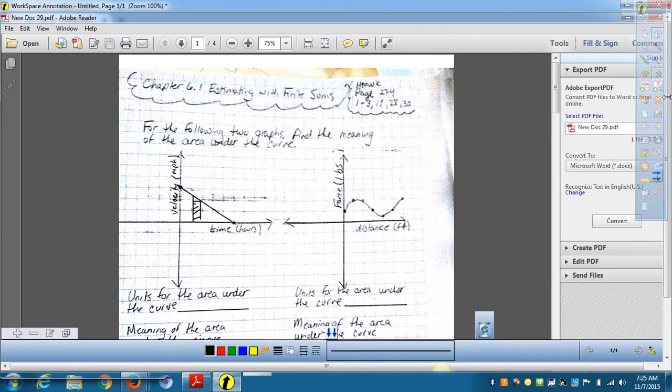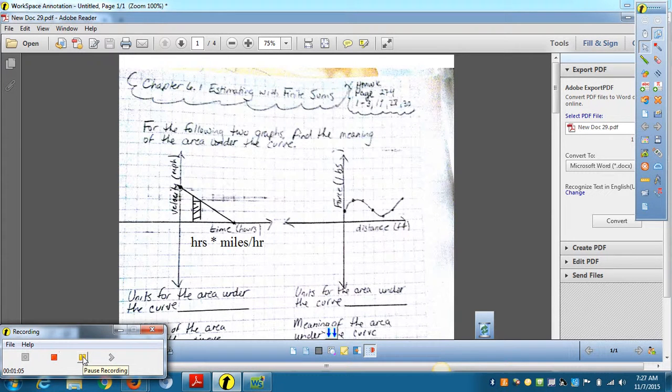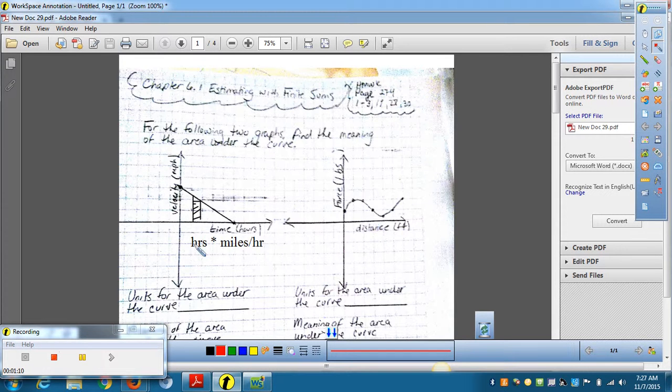So we have time in hours on the x-axis and miles per hour on the y. So if I wanted to find the area of that rectangle, I would do base times height, and the base would be in hours, and the height would be in miles per hour. And when we multiply those two together, the hours will cancel, and our unit ends up being miles. So the area under the curve of velocity versus time is measured in miles, and miles measures distance.